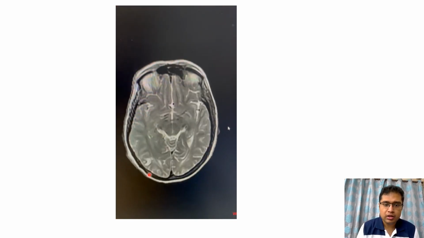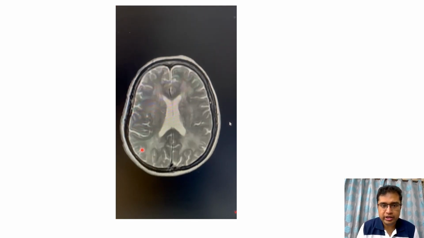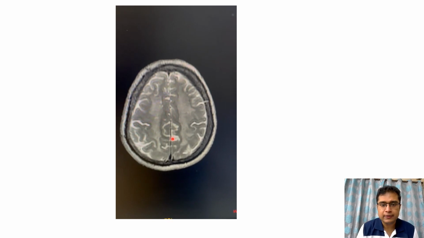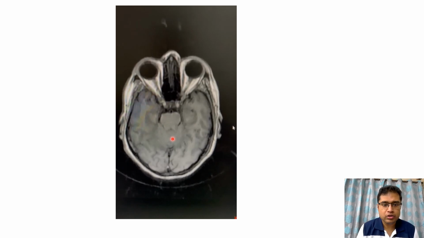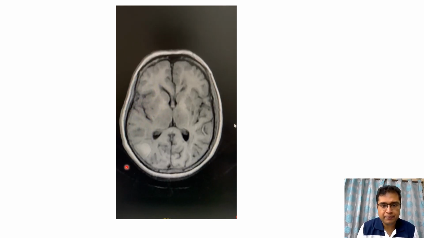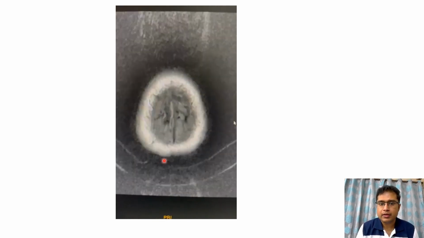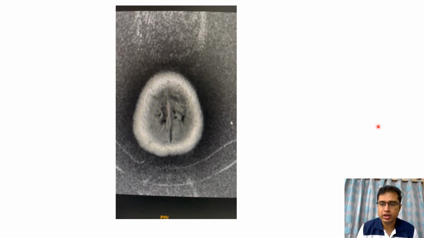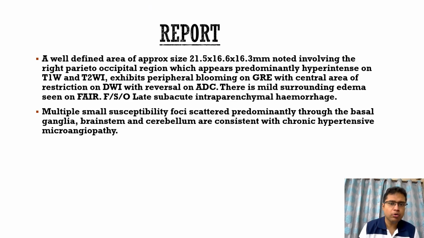That area of hemorrhage is seen on T2 weighted images as T2 hyperintense, and the corresponding area on T1 is appearing hyperintense, suggesting a late subacute stage. This is the report that I had given. The late subacute intraparenchymal hemorrhage was present, along with multiple susceptibility foci scattered predominantly in the basal ganglia, brainstem, and cerebellum, which was consistent with chronic hypertensive microangiopathy.